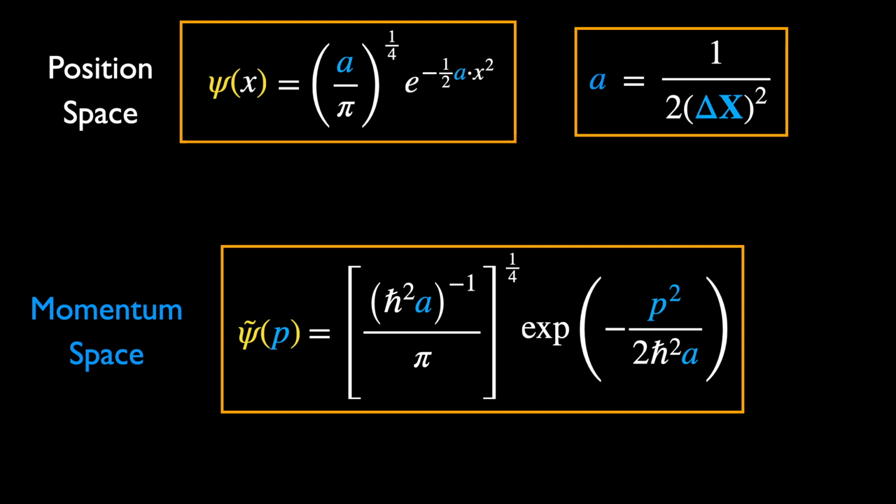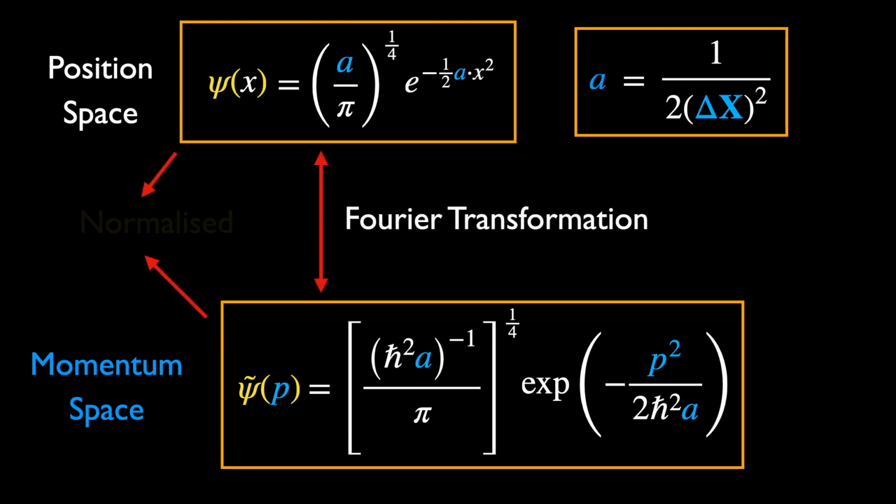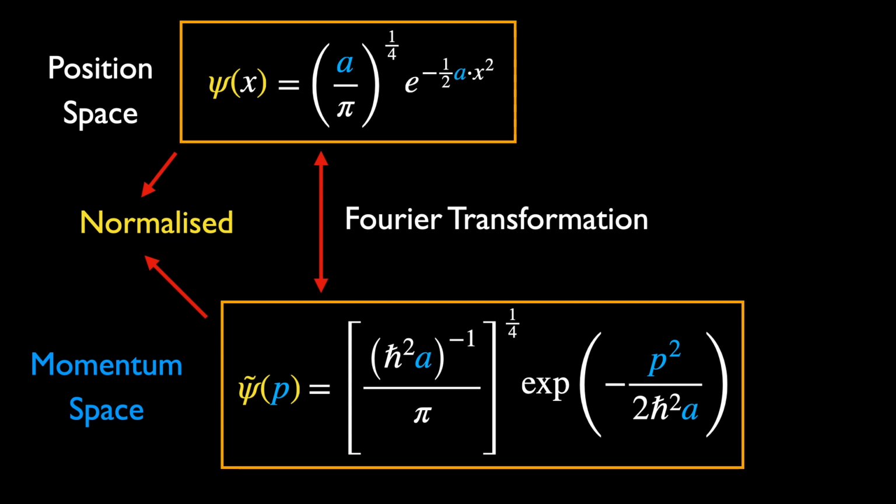Note that this wave function is also a normalized Gaussian, as it can be written in the standard form. This is a general result. The Fourier transform of a Gaussian always results in another Gaussian. Let's identify the spread of the momentum wave function like we did for position.